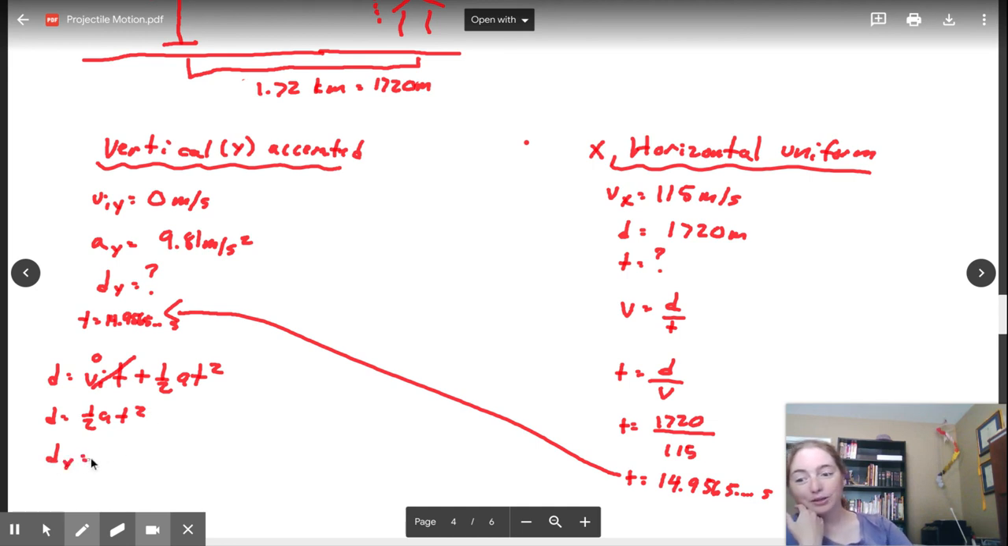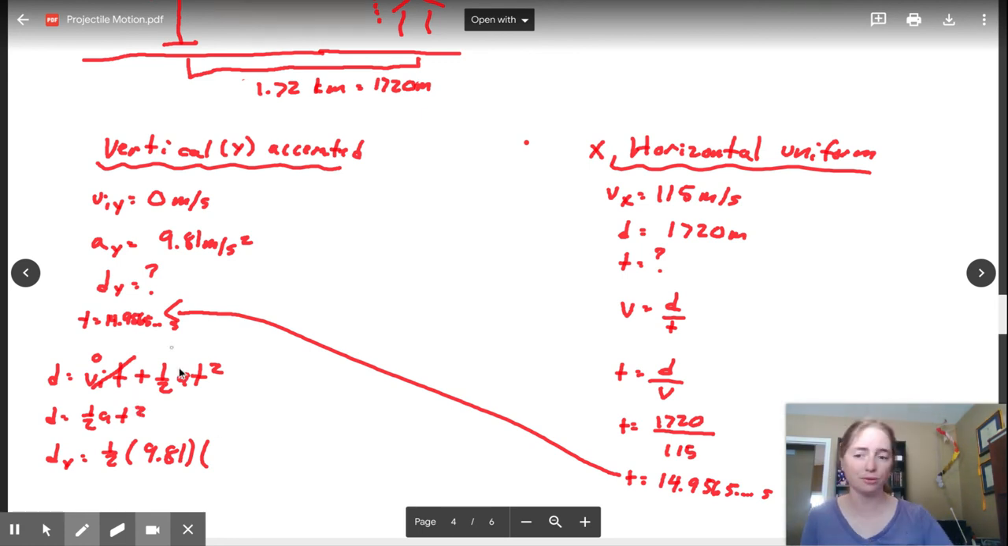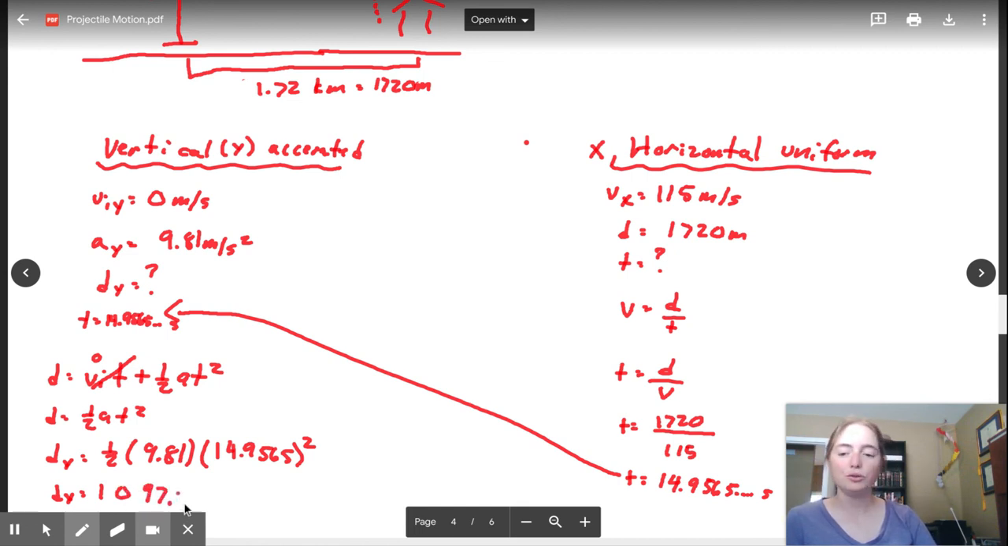So 1/2 times 9.81 times the whole number from your calculator. Bring the whole thing in there. Do not round at this point. 14.9565, square that. Once you've put this properly in your calculator, you are going to wind up with 10972.2 meters.